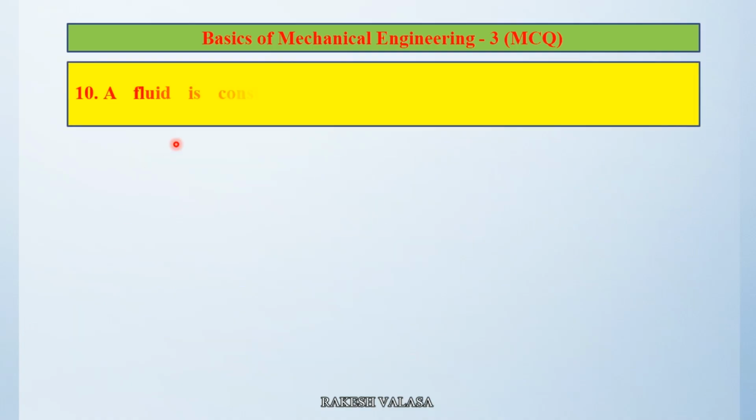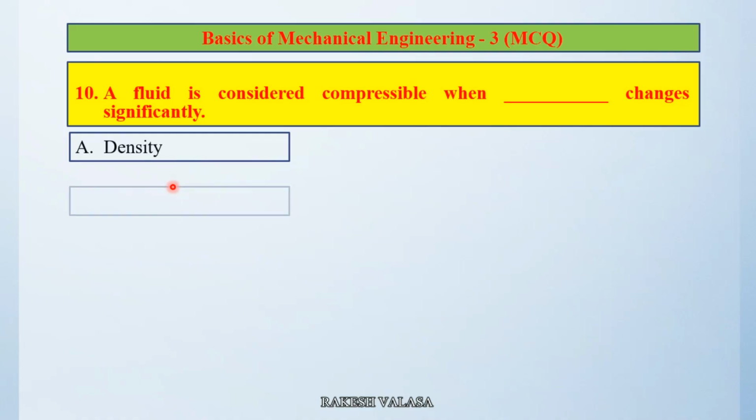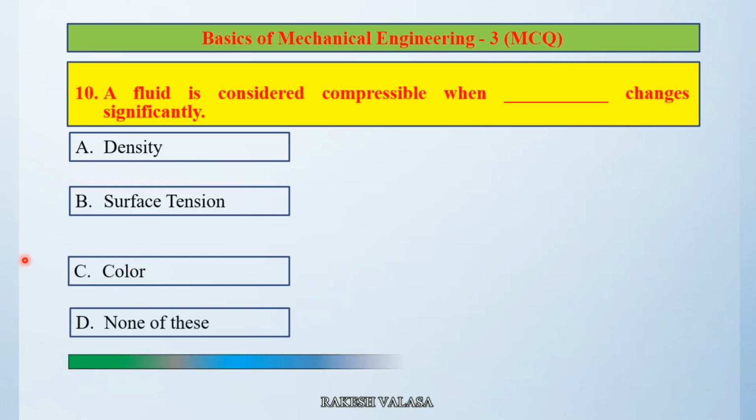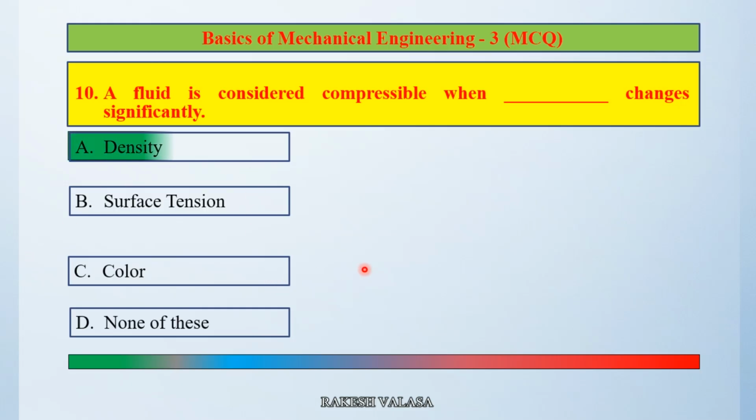Question number 10. A fluid is considered compressible when dash changes significantly. Option A, density. Option B, surface tension. Option C, color. Option D, none of these. The correct answer is option A, density. Let us see the explanation.